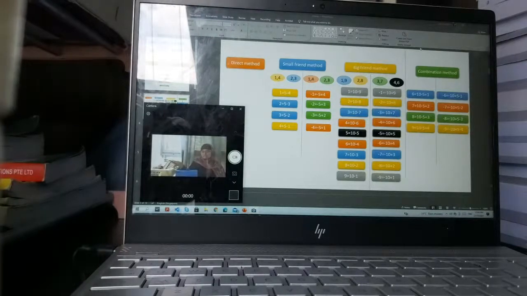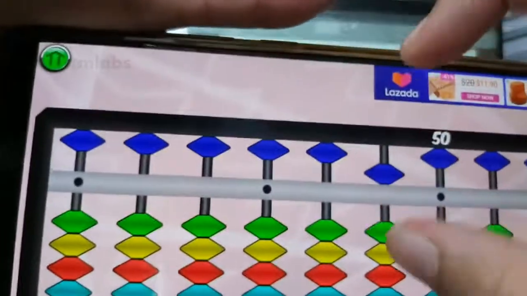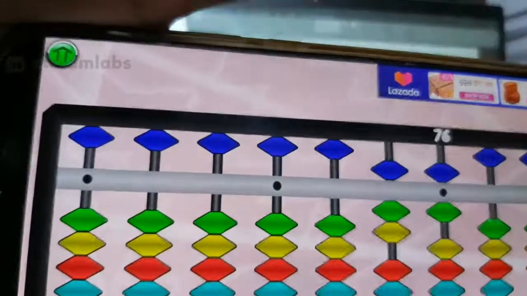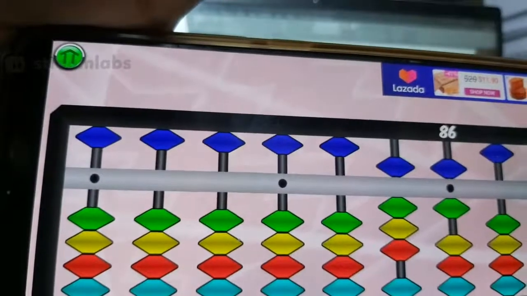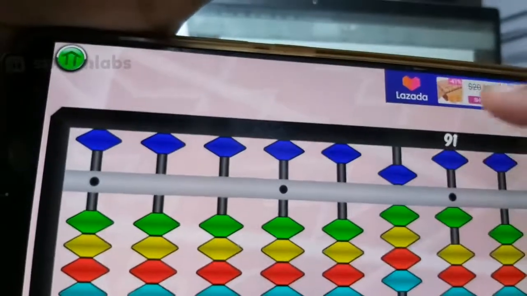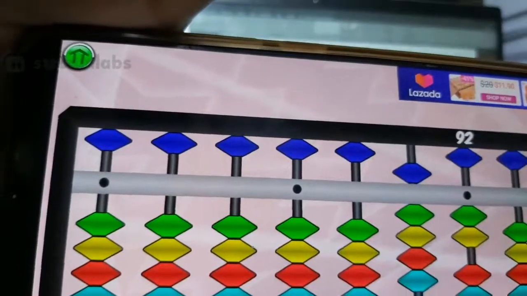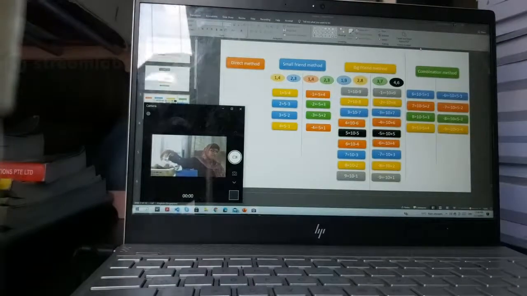Ash, you got it? 76 plus 16. One very easy, direct. And how to do 6? Papa, mama, baby, sir. Okay, so 92 right answer. Next question.